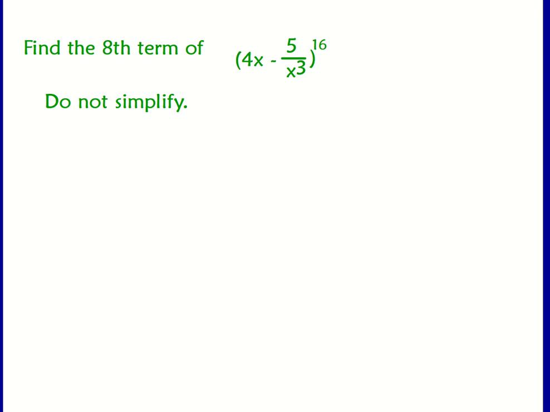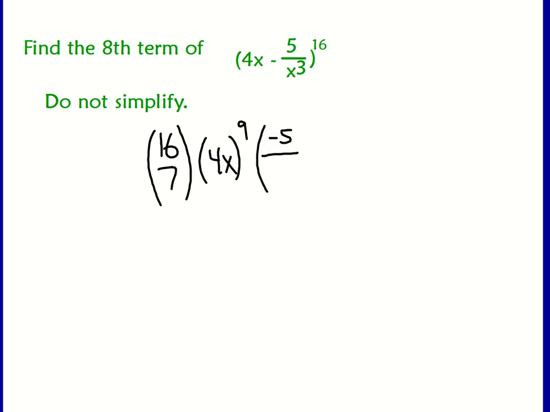Firstly, if you were told just to find the 8th term of something, I don't want to have to think about all of the terms preceding that until I get to the 8th term. So I'm going to use the general term formula to say that the 8th term would be n, which is 16, choose r. Well, if I want the 8th term, since I'm actually starting at 0, then r would be 7. So then I would have 4x to the n minus r power, so 16 minus 7, which is 9, and then b, which would be the negative 5 over x cubed to the r power.